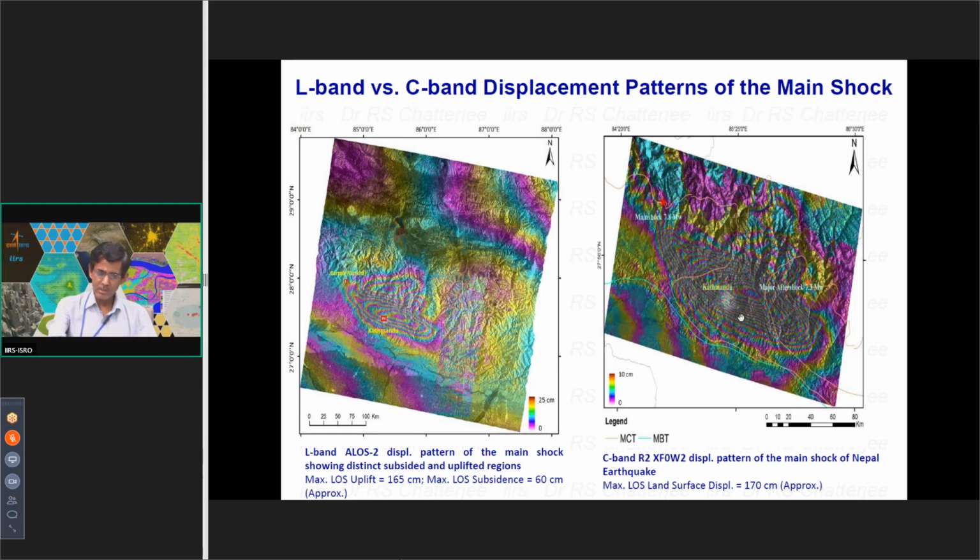On the right side illustration, you see it is using the RadarSat-2 extended wide beam data, but this is a fine beam data. This is a C-band data, so the wavelength is 5.6 centimeter, and we can get a more detailed displacement pattern because the wavelength is shorter, 5.6 centimeter compared to 23 centimeter in case of ALOS 2 on the left side illustration. Here the maximum line of sight land surface displacement is 170 centimeter, or 1.7 meter displacement we can see here.